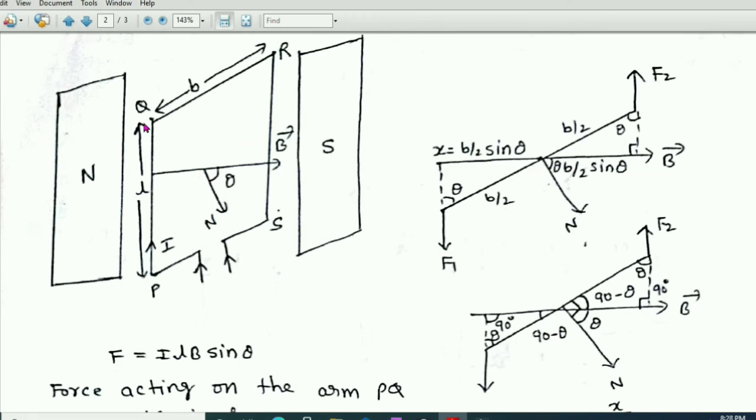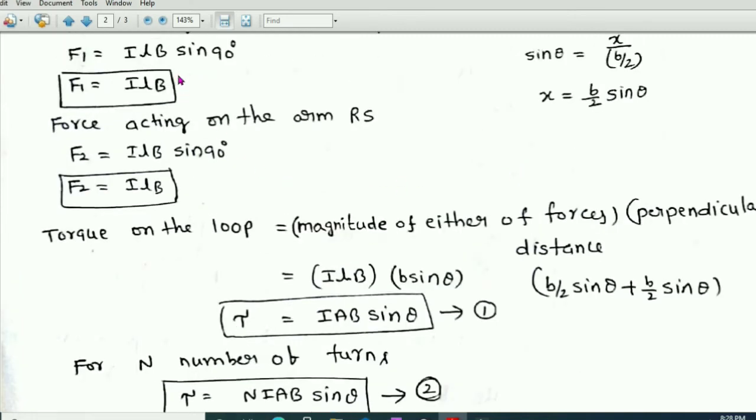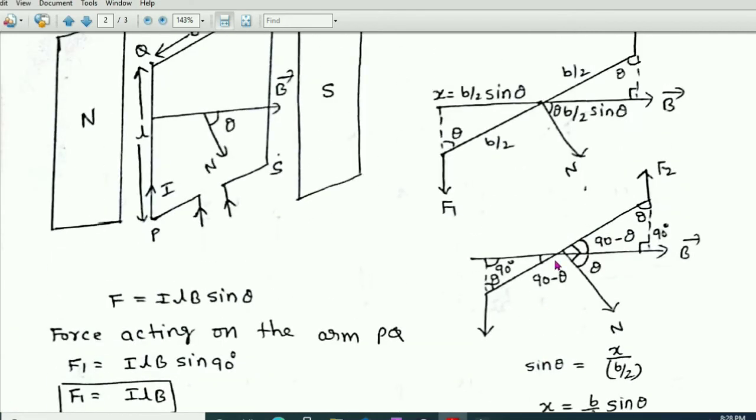Now the torque experienced by the loop in the magnetic field is given by the torque on the loop, which is equal to the magnitude of either of the forces times the perpendicular distance. The product of force and perpendicular distance gives the torque. Now the magnitude of either of the forces we have already discussed, both are the same, that is ILB, and the perpendicular distance between the forces is B sin theta. Now let us see how it is.